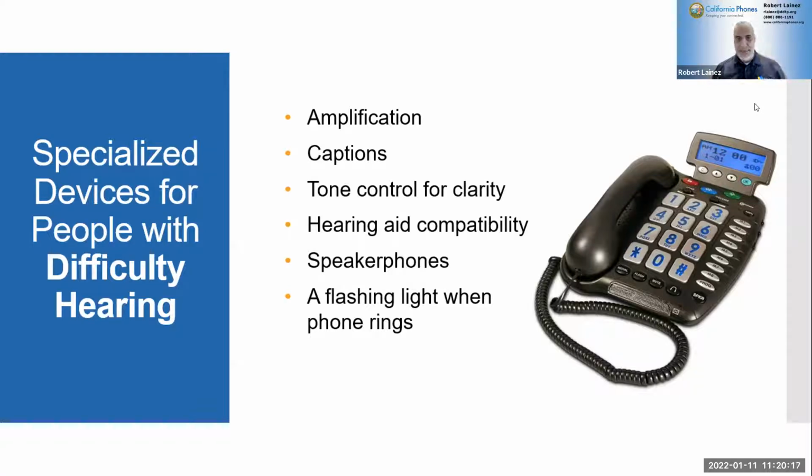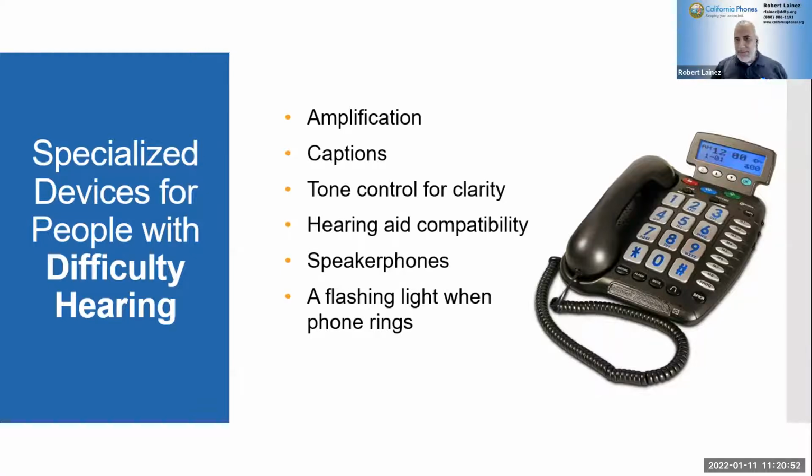Some phones do have captions. Most of our phones, actually all of our phones, have tone control. As we know, when we lose hearing, we sometimes lose tonality or clarity or pitch. So our phones have that adjustment, depending on what your needs are. Some of our phones have hearing aid compatibility. Some of them have speakerphone, so if you wanted to speak hands-free, you have that ability. Some of our phones also have flashing lights when they ring.